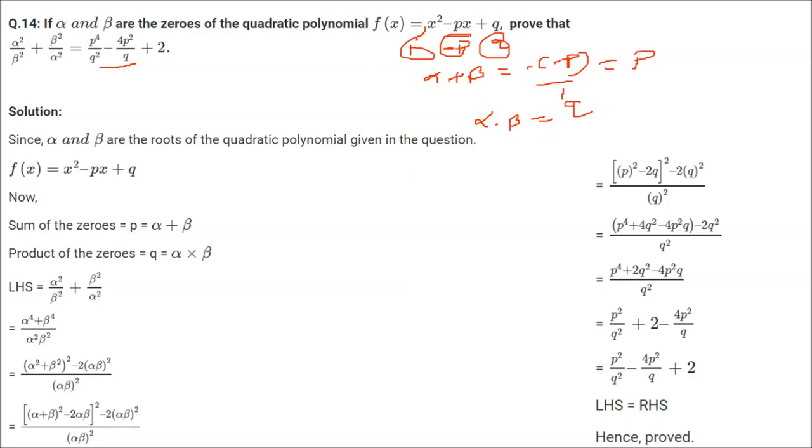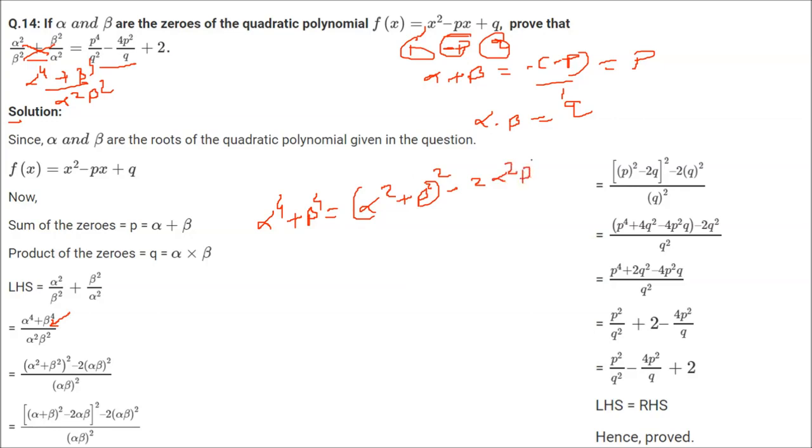Now alpha square by beta square plus beta square by alpha square. Let us multiply these two. Alpha to the power 4 plus beta to the power 4, and then the denominator, alpha square beta square. Now this is the value, alpha to the power 4 plus beta to the power 4. So this can be written, as we did for alpha square plus beta square, as alpha square plus beta square whole square minus 2 alpha square beta square. Okay.